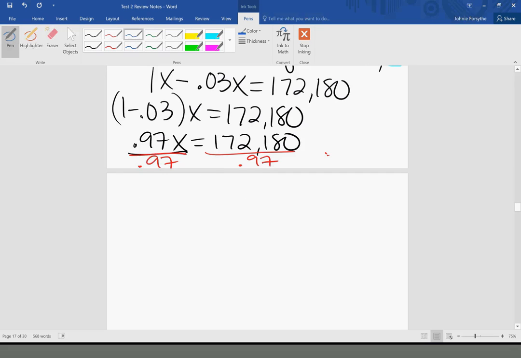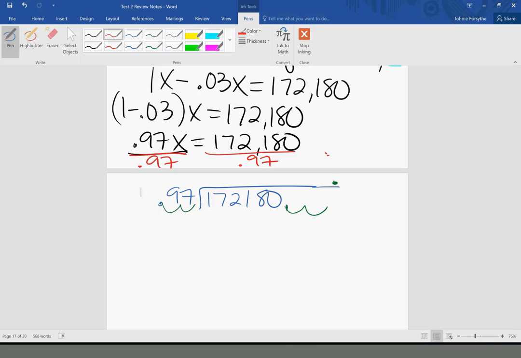Okay, so I have 0.97 is going to be divided into 172,180. All right, so we're going to move the decimal 2 to the right. We're going to move it 2 to the right as well. Okay, so here we go.